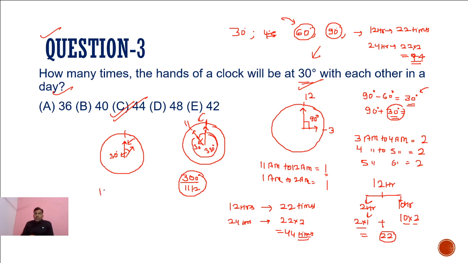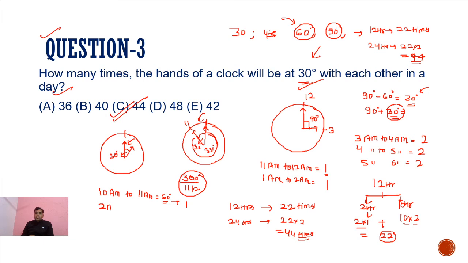The reason is, from 10 a.m. to 11 a.m. period, when the time is 10 a.m., the angle is already at 60 degree. So from 10 a.m. to 11 a.m., a 60 degree angle will be made only once.